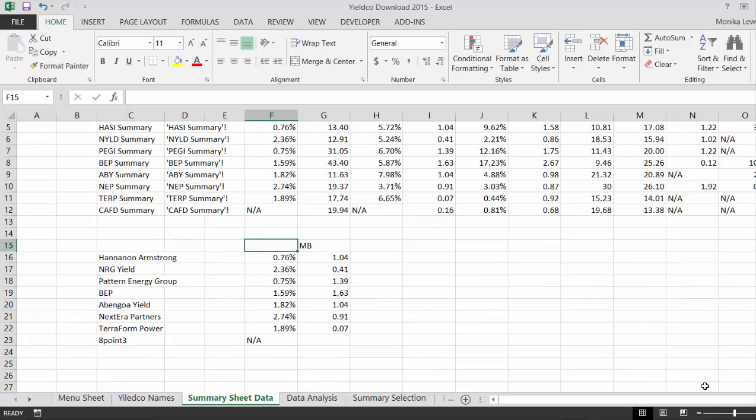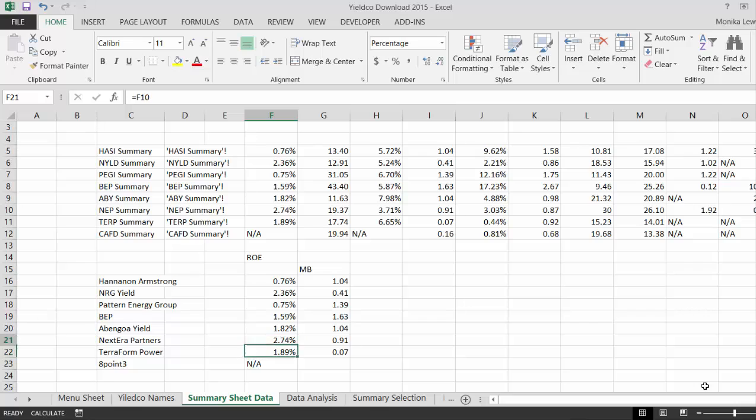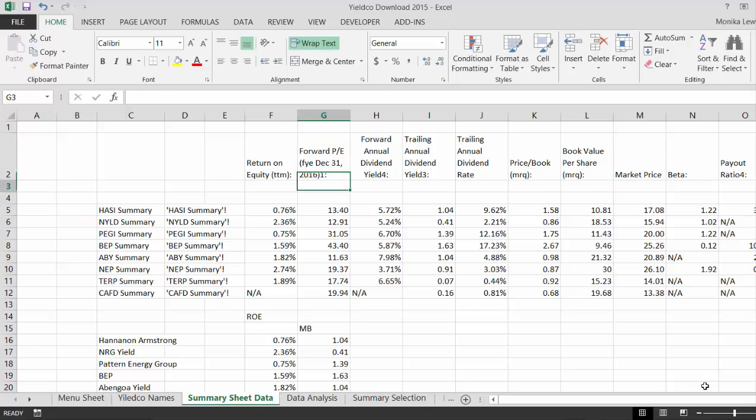Now if we make another analysis, here's what I'm doing. I'm looking at the ROE up here. I want ROE to be on the x-axis, not on the y. No, I don't want to graph two different things. And on the y-axis, I want the market-to-book ratio. Now we have an outlier here with this Terraform. I don't know what the heck's going on here. Perhaps we can look at it.